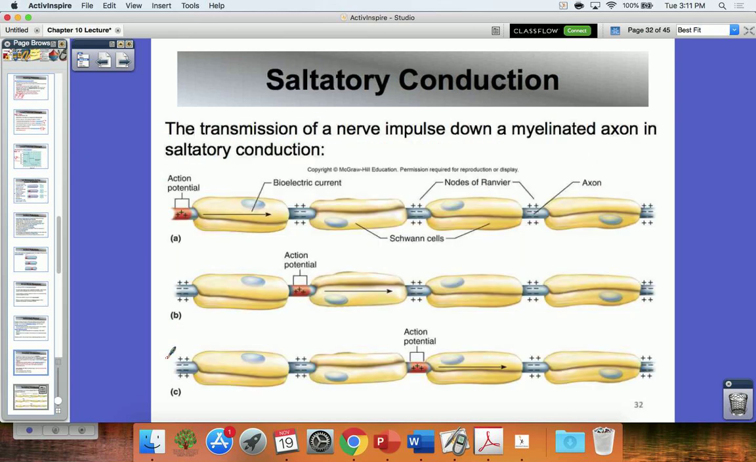This is the picture of the saltatory conduction that I've been referencing. The current will travel in the direction of the axon, but saltatory conduction makes it jump from one node to the next. So it's very quick. It eliminates the time it takes to go through all of this. It's able to just jump from one node to the next, which makes it very quick.